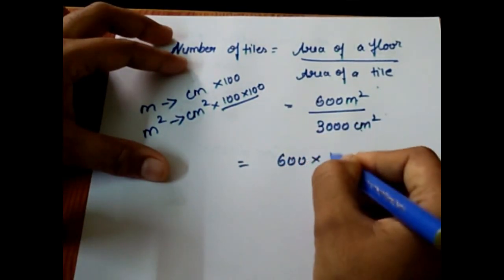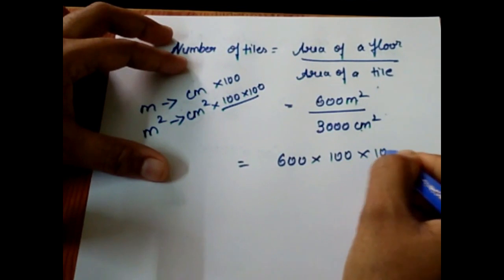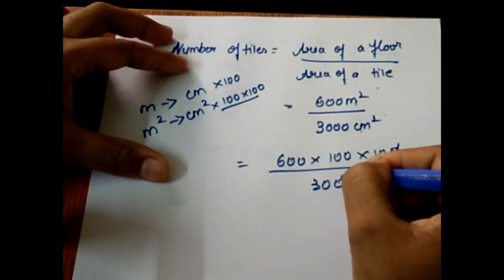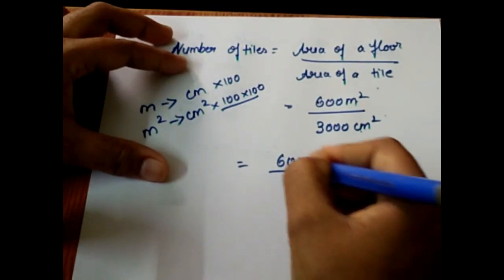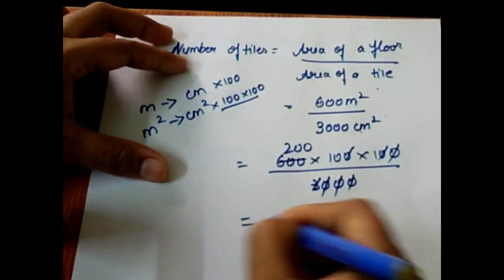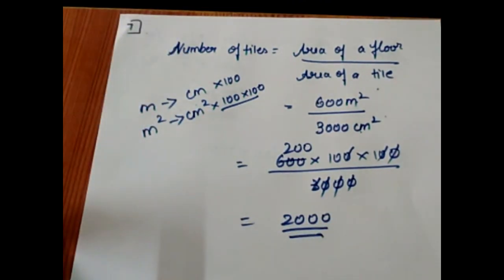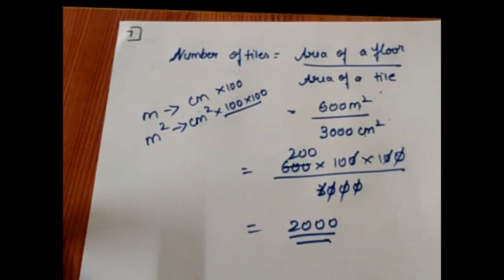Similarly, 600 into 100 into 100 by 3000. So try to cancel the zeros, which you can. 3 ones are 3, 200s are 200. So 200 into 10 is 2000. Therefore, number of tiles required is equal to 2000.